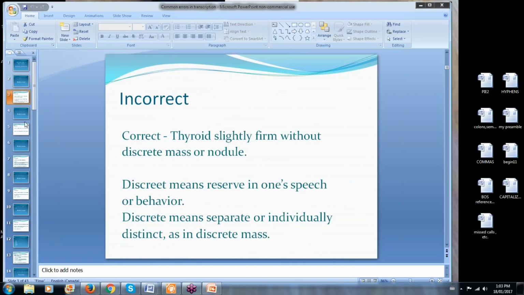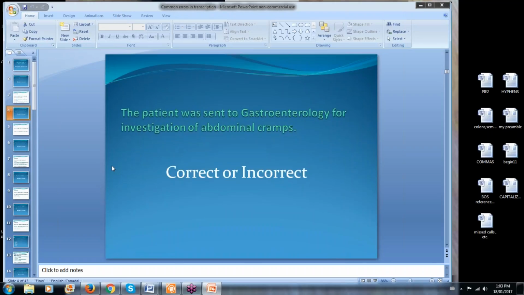Okay, we'll move on to the next one. The patient was sent to gastroenterology for investigation of abdominal cramps. Would you say this is correct or incorrect? And like I said, give everybody a few seconds to think about it. Trish is correct. Sandra, incorrect. Correct. Correct. Correct. Correct. Okay, well, let's see if it's correct or not.